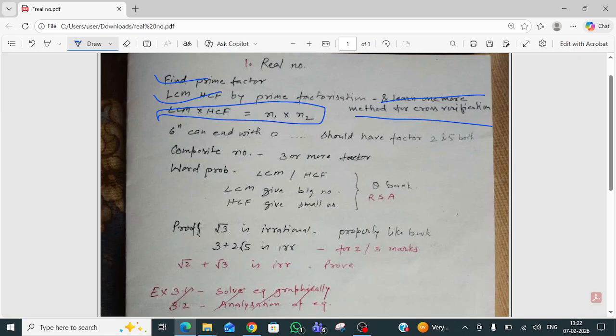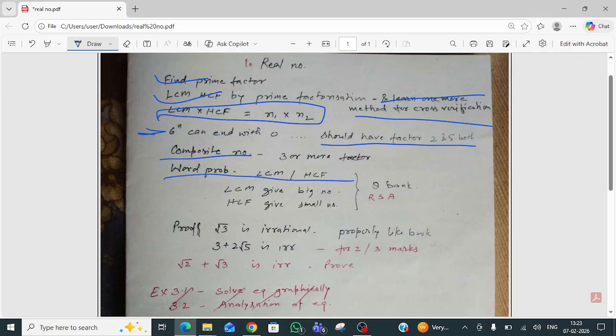And one question is like this: whether 6 to the power n can end with 0 or not. So the concept is the number should have factors 2 and 5 both. We have to learn what a composite number is. The number which has 3 or more factors is a composite number, and we have to prove it by showing that there are at least 3 factors.